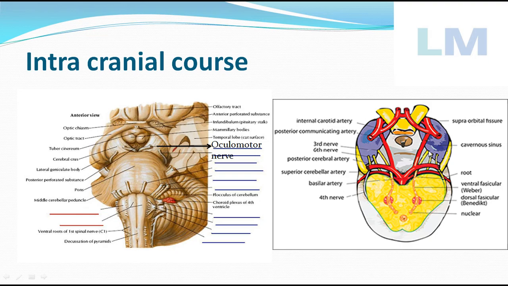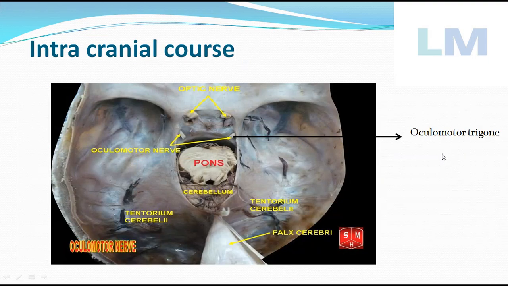Then it enters a triangular area called the oculomotor trigone. I will show you that in this picture. This is after removal of the brain. We'll see the interior of the skull like this. Here you can see one tent-like structure. It's called the tentorium cerebelli, a fold of dura mater which separates the cerebellum from the rest of the brain. You can see the cerebellum here. Here the midbrain is cut, therefore the oculomotor nerve is cut. The remaining portion, pons, is visible. Don't worry about that.